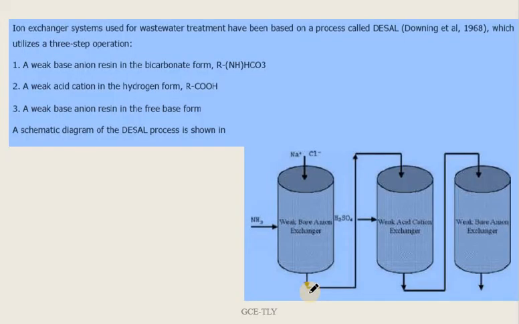The ion exchanger system used for wastewater treatment has been based on the process called Desal, which utilizes a three-step operation. A weak base anion resin in bicarbonate form, then a weak acid cation resin in hydrogen form, then again a weak base anion resin in free base form. So three ion exchangers will be there. One is a weak base anion exchanger first. The second one is a weak acid exchanger. Then we have a weak base anion exchanger. In series the wastewater is passed and it is treated in the ion exchange process.